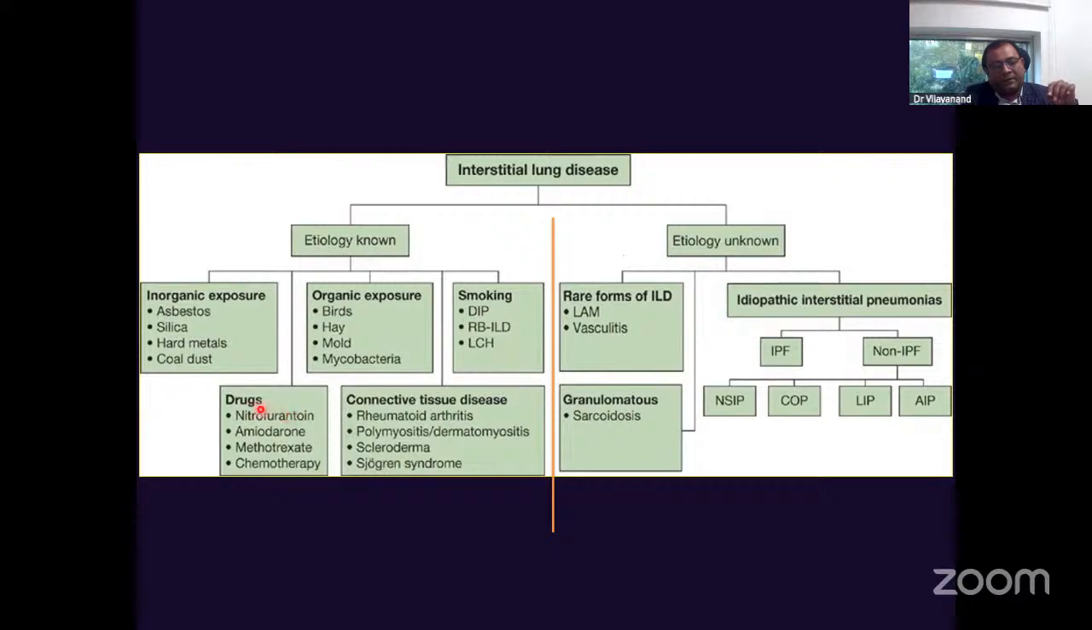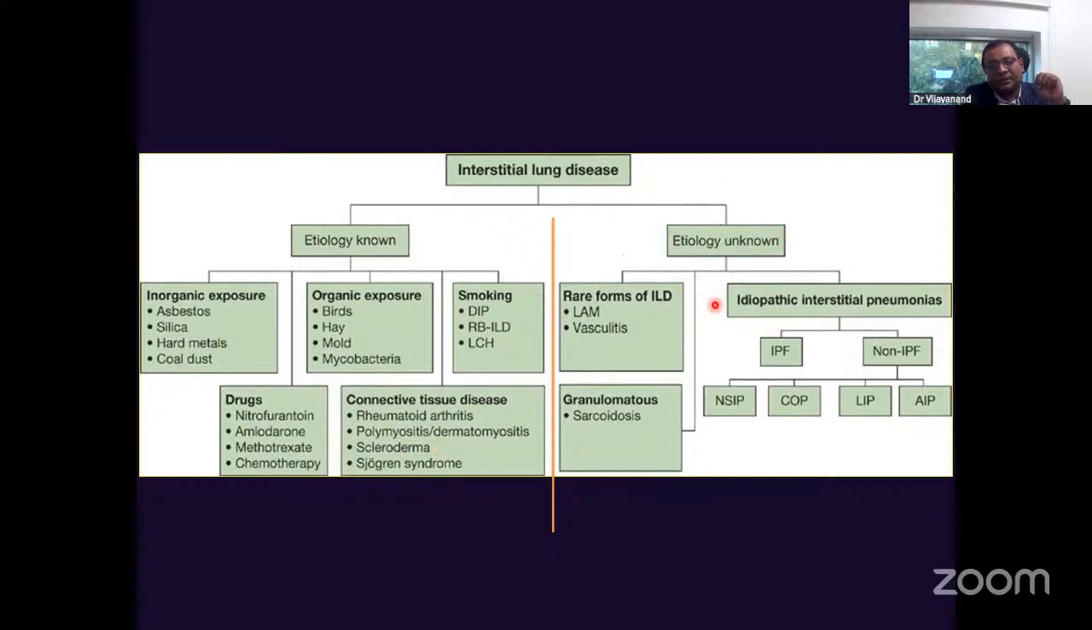And the drugs, there are multiple drugs. A few of the important ones are nitrofurantoin, amiodarone, methotrexate, and chemotherapy. And a few connective tissue disorder-related interstitial lung diseases are rheumatoid arthritis, polymyositis, dermatomyositis, scleroderma, and Sjogren's syndrome.